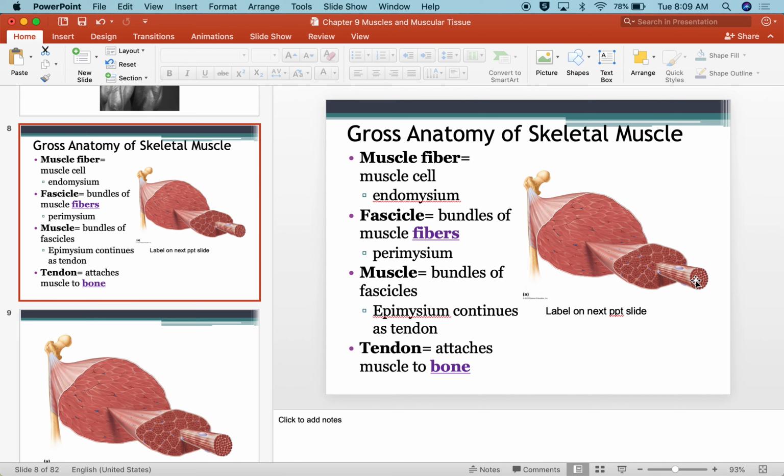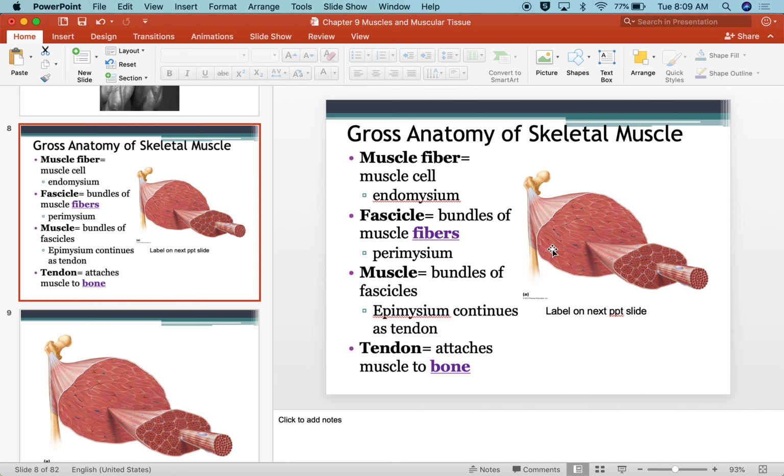Our next layer is a fascicle, and the fascicles are a collection of muscle fibers. So you can see here it's like a container of pipe cleaners, I feel like. And that container is the perimysium, and it's holding all of these muscle fibers together. Collectively, it's known as a fascicle.